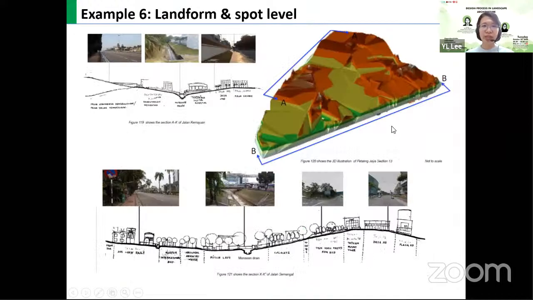All right, I think you are interested in the landform and spot level. Since now during the COVID, everyone is at home, you can do it as simple as a landform study. As simple as coming out with the sections first. To look at the profile of the landform is very important, especially when you want to design and look at the level. When we talk about landscape architecture design, we always try to preserve the level, not to change it, because we want to preserve the natural topography.